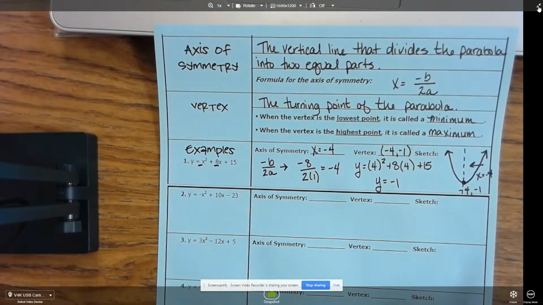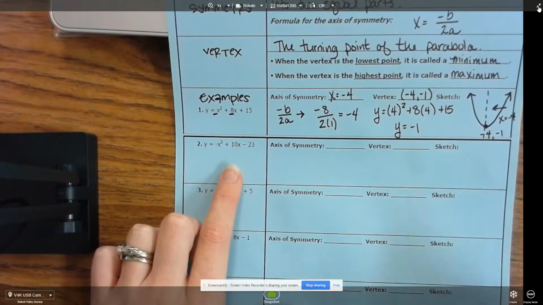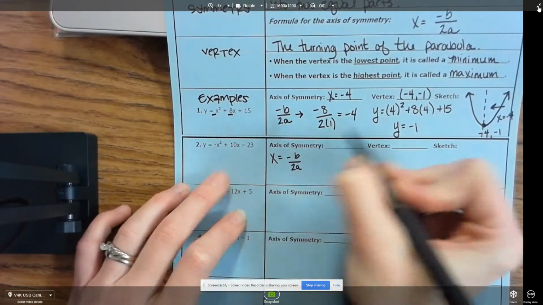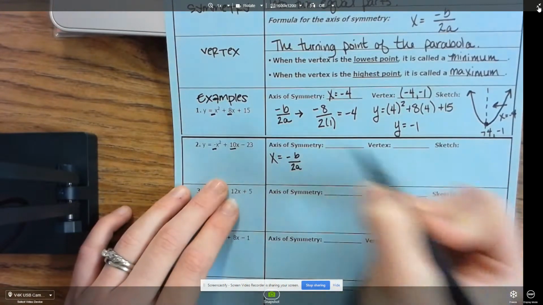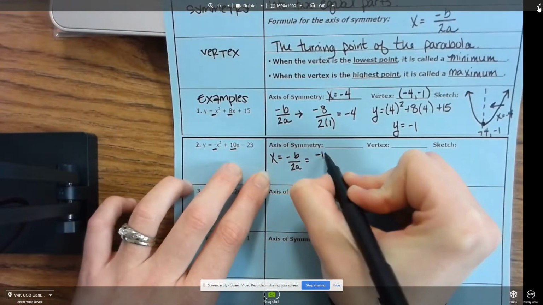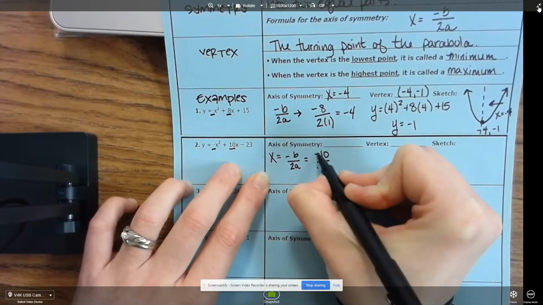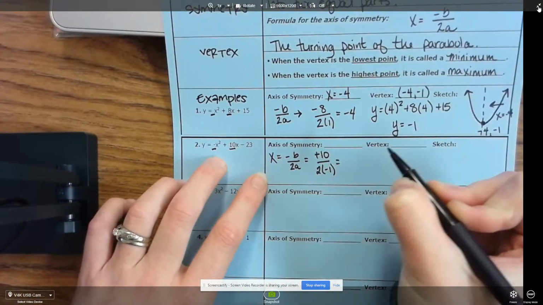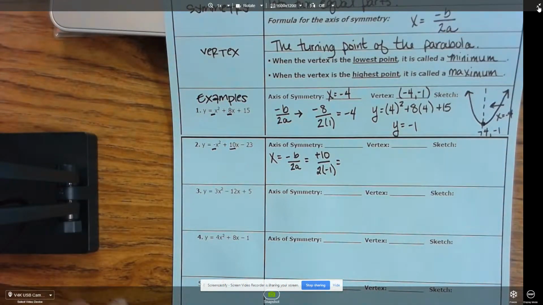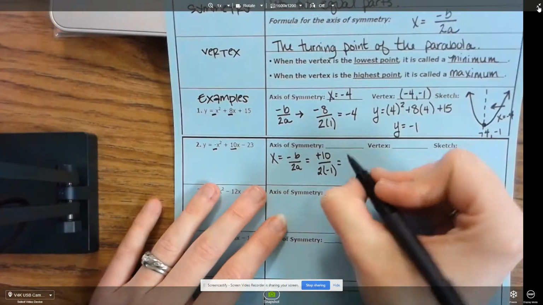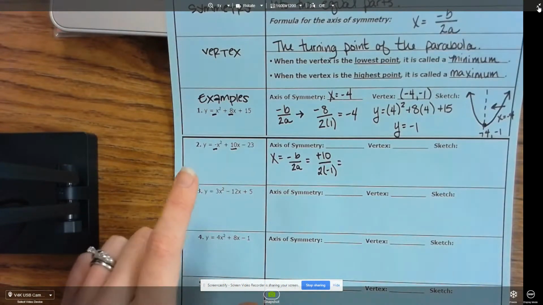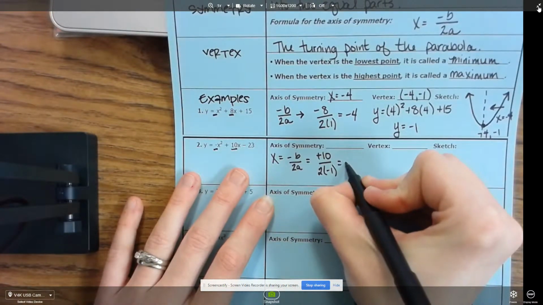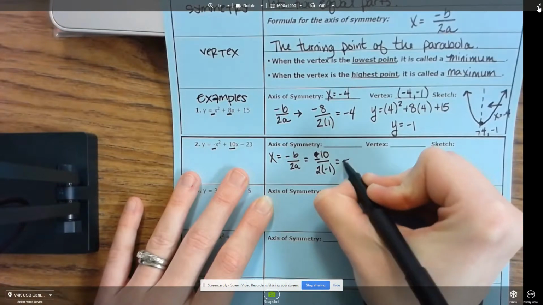Oh, sorry, guys. All right, so axis of symmetry. Here's my b, here's my a. So negative b would be negative 10, or oops, sorry, that's plus 10, divided by 2 times a negative 1 this time. And that would give me an x value of 5. Actually, it'd be a negative. Oh, it would be a negative 10. I'm sorry, guys. It would be a positive 5.